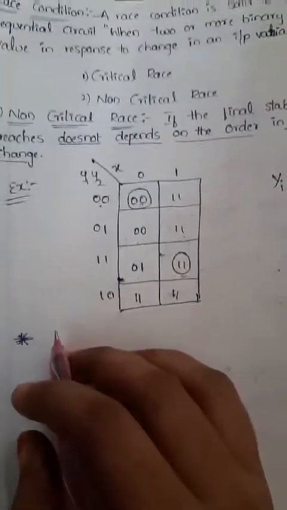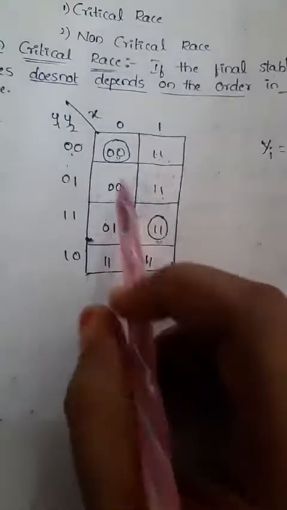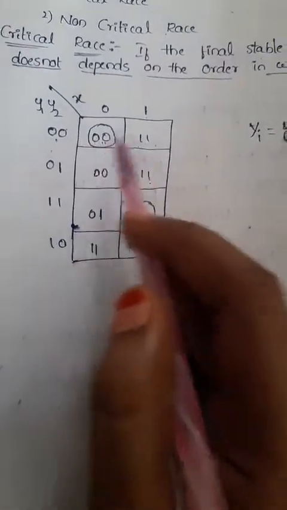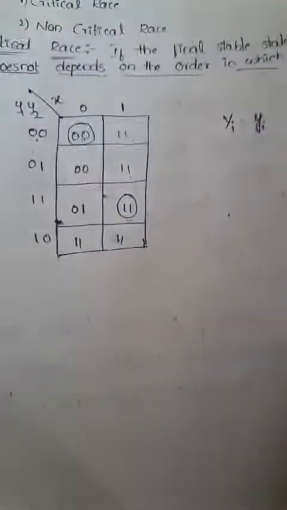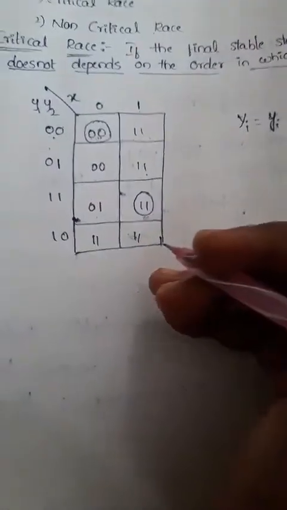Okay, so now we'll go for checking the race condition. Just now we said that if two variables can change at a time, then we have a race condition, right? If maybe only one variable can change, is a race condition possible or not, we will check it. Okay, so one by one.